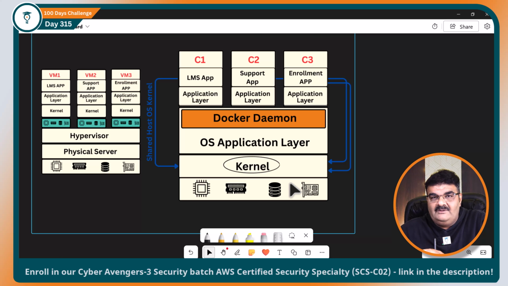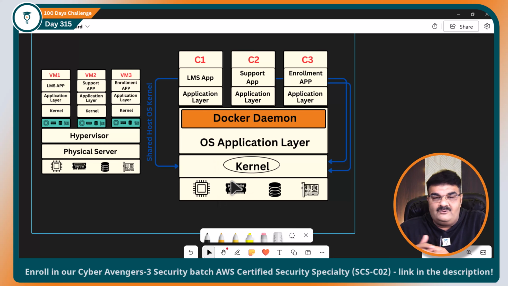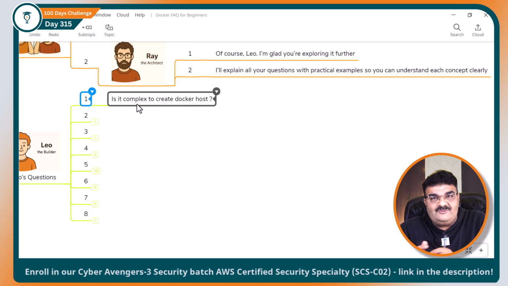Now, if you want to create containers, you have to download the Docker daemon, or Docker service, as an application and install it on your computer. Once you install the Docker daemon, your computer will be considered a Docker host, and the Docker daemon allows you to create containers using the Docker CLI. So I can say that this machine is now a Docker host. And Leo's question is: is it complex to create a Docker host?